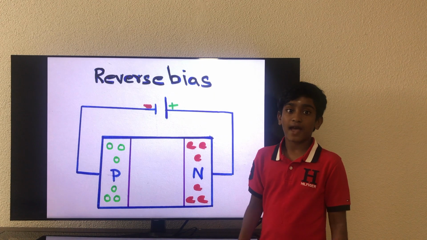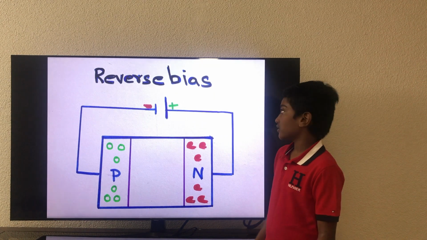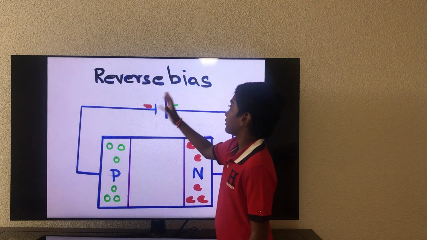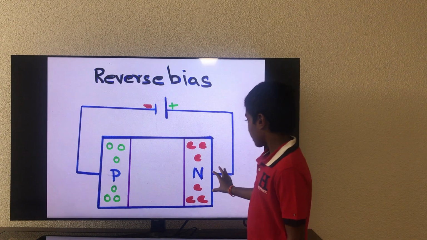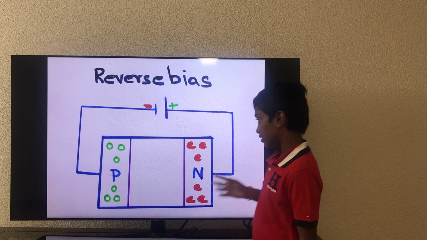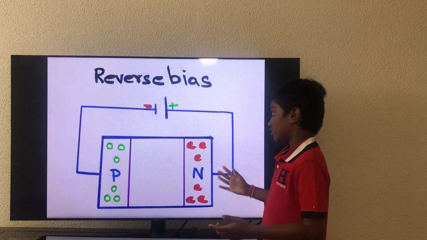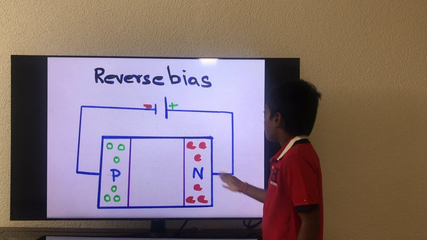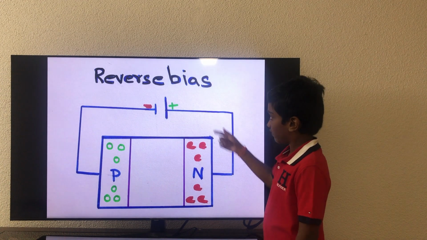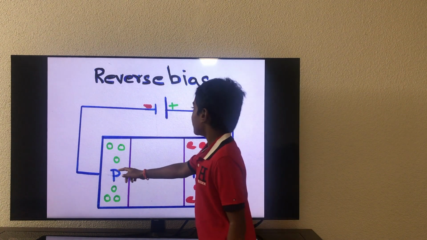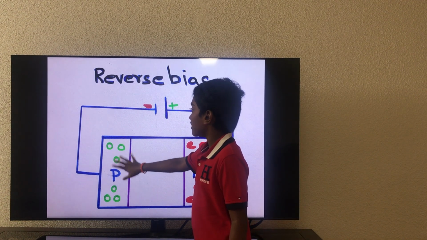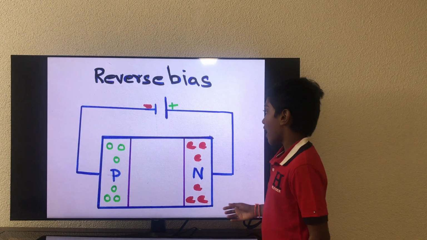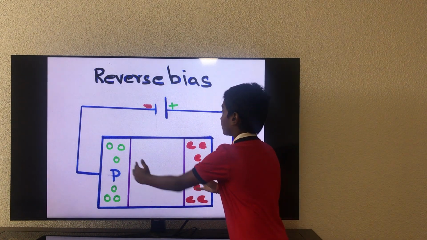But it also can act as an insulator. When it acts as an insulator, the P-type or the anode is connected to the negative, and the N-type or the cathode is connected to the positive. All the electrons from here will be attracted to the positive side of the battery. And the holes in the P-type will be attracted to the negative side of the battery. This will cause the depletion layer to get bigger.